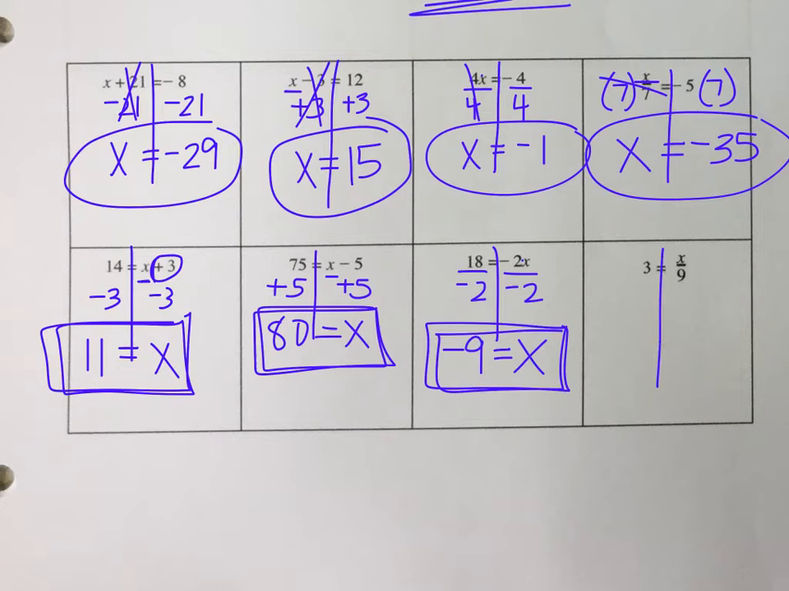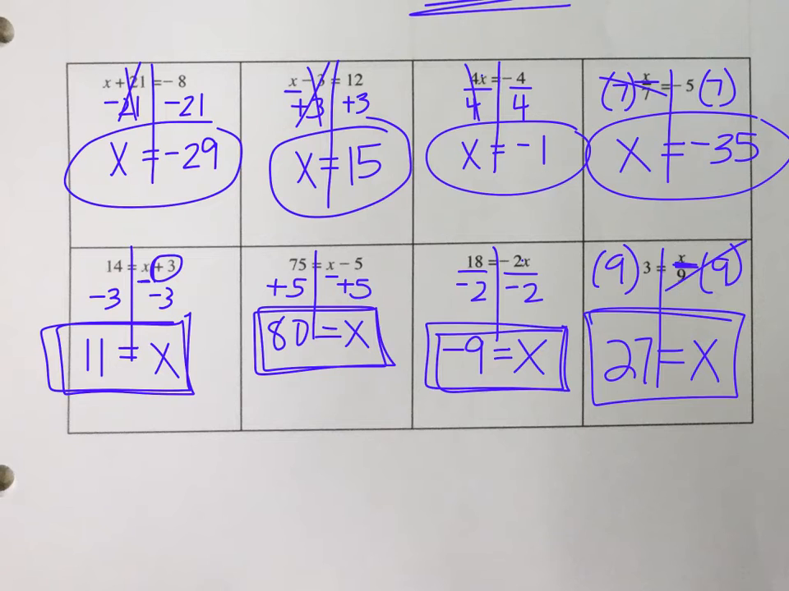All right, one more on this page. X divided by 9. I need the x to stay there. I'm going to multiply because that's the opposite. 9 times 3 is 27 equals x. All right, I need you to turn to the next page.